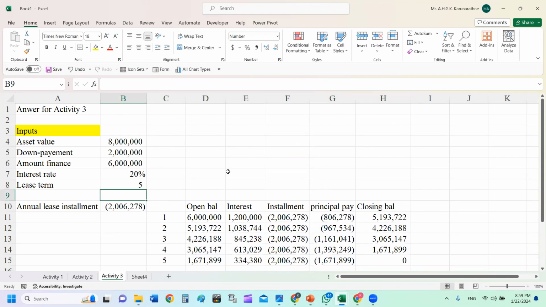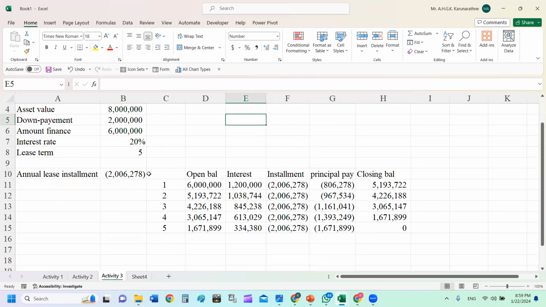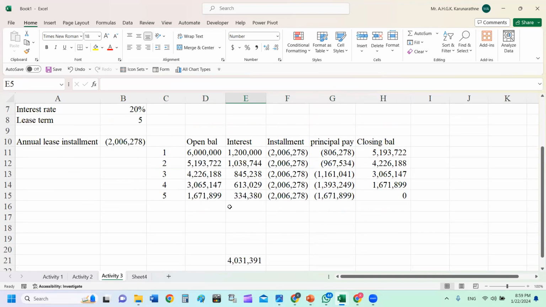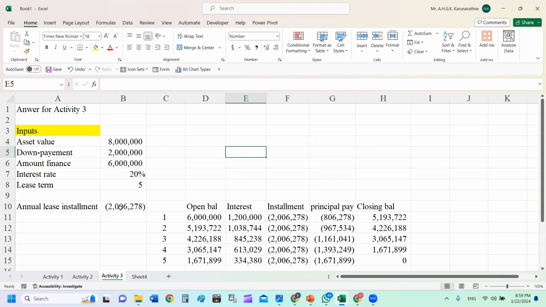Just try your best to settle within 5 years. Interest will be this much, installment will be this much, and it will be settled in 5 years. You can see total interest paid just 4 million. How much are you paying, 4 million? If you go for 10-year, 8 million interest, right? So once the model is developed, you can alter the figure and negotiate with the customer.